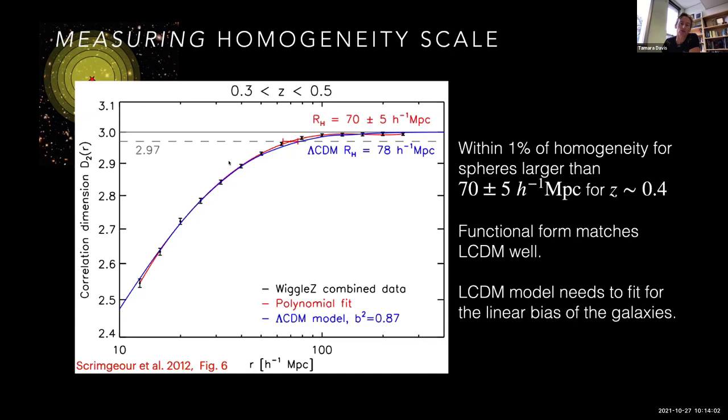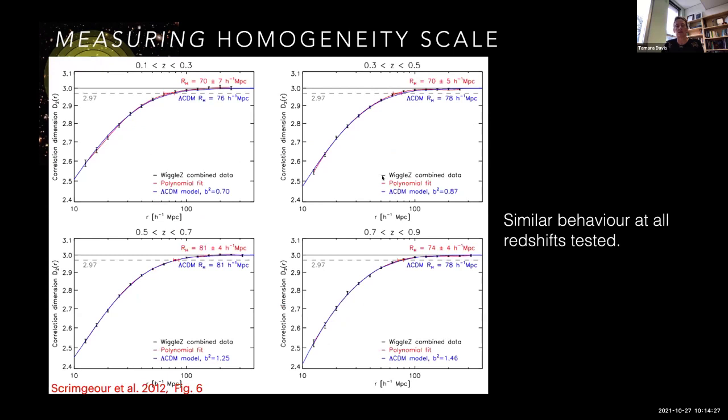One thing to note is that the lambda CDM model matches the functional form of this really, really well. So regardless of exactly where you would call this line of homogeneity, the shape that we see in this data really fits what we would expect: the convergence from small scales, where you have filaments and clusters, to large scales where you're relatively homogeneous. We also did this at four different redshifts and got quite similar results.